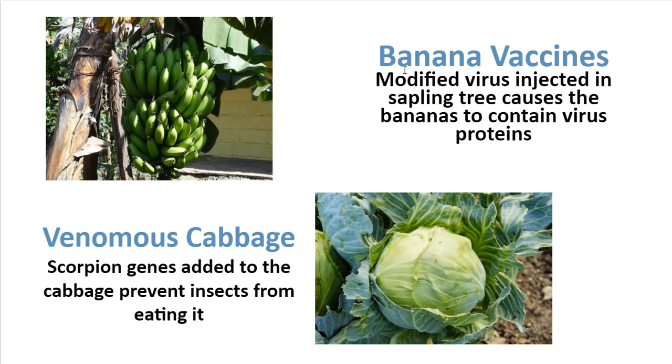We'll start up here with the banana vaccines. A modified virus is injected into the sapling tree and causes the banana to contain virus protein. So you're actually kind of taking a vaccine if you eat the banana. And we have venomous cabbages. Scorpion genes added to the cabbage prevent insects from eating it because it'll kill the insects, but not us.